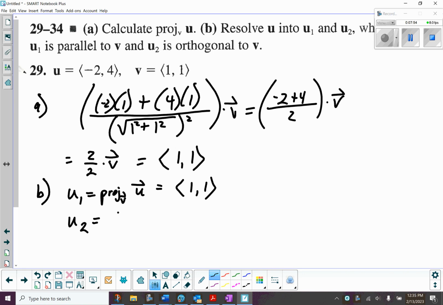So the original vector u is -2, 4. And now we're going to subtract 1, 1. Again, it's kind of like terms. -2 minus 1 should give us -1. 4 minus 1 should be 3. Oops, messed that up. -2 minus 1 is -3.